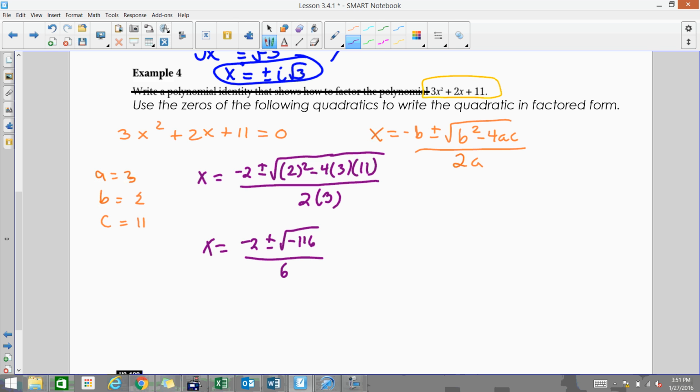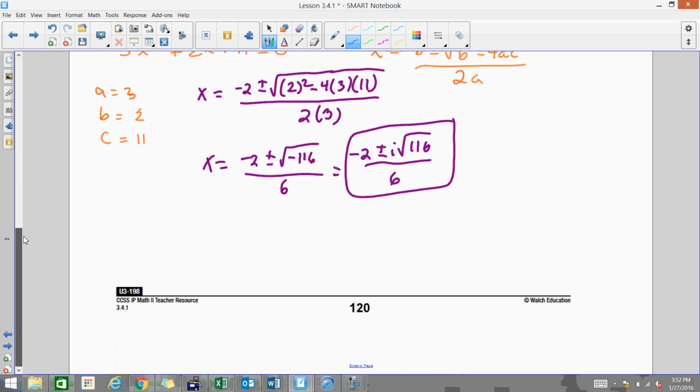Negative 116 here. All right, now 116 cannot simplify, but the negative underneath there can. So what we're going to do is we're going to simplify this as negative 2 plus or minus i root 116 over 6. These are your two x-intercepts. Those are them. As scary looking as they are, you technically are almost done.